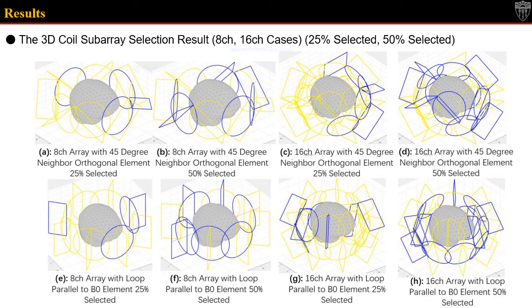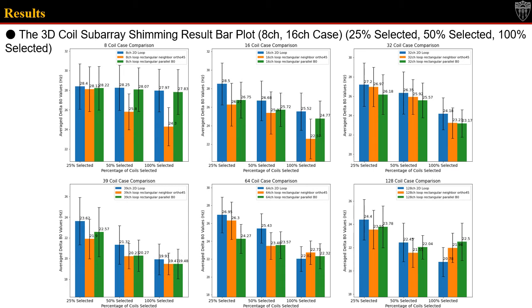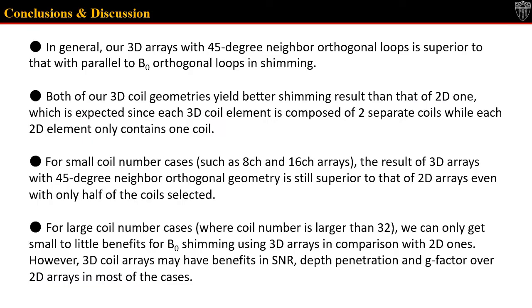The 3D coil subarray selection result is here. Here's the shimming field map of 2D geometry with all coils selected. Here's the 3D coil subarray shimming result bar plot. By observing the bars, we can draw the conclusion that in general our 3D array with 45-degree neighbor orthogonal loops is superior to that with parallel-to-B0 orthogonal loops in shimming.